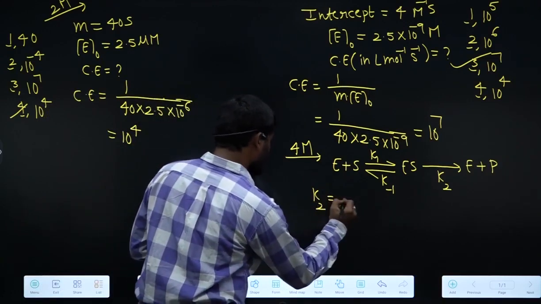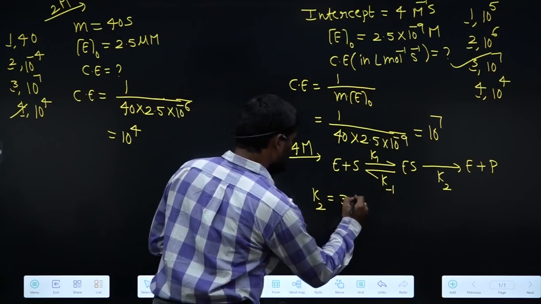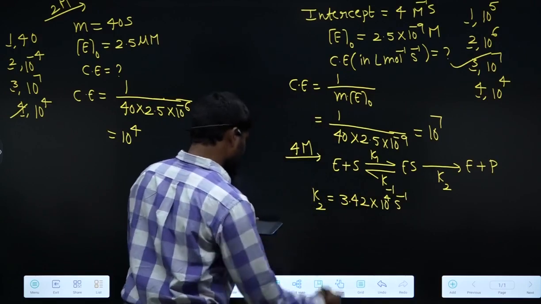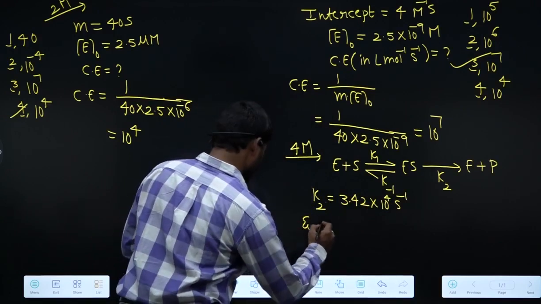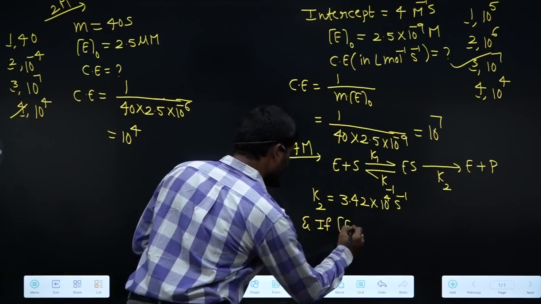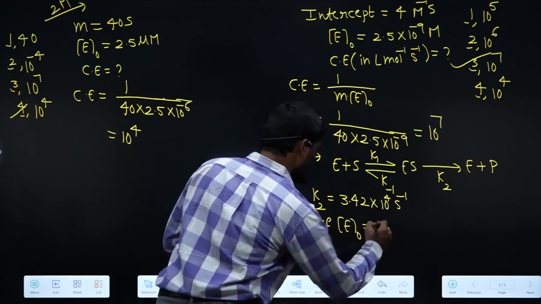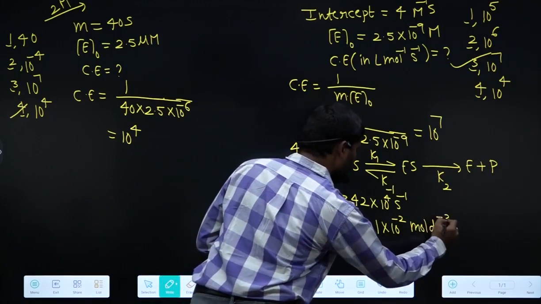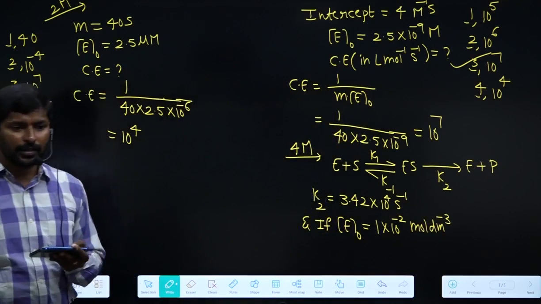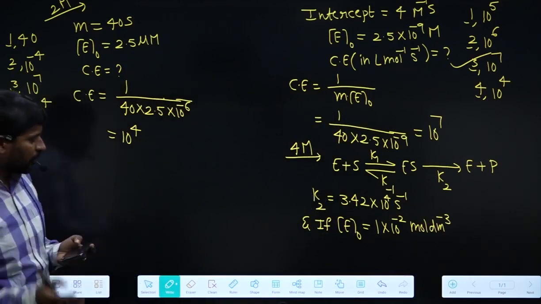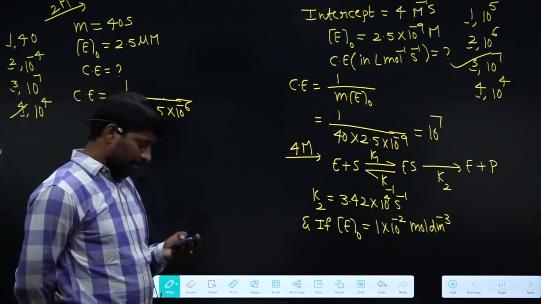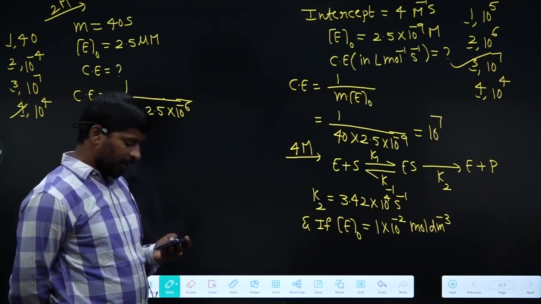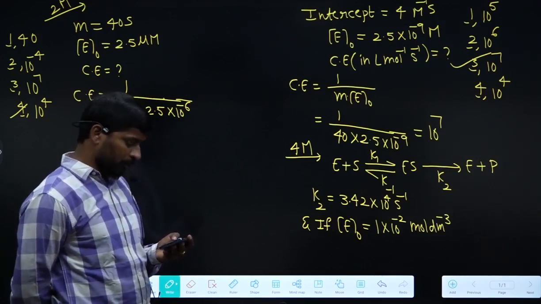Continuation, K2 is equal to 3.42 into 10 power 4 second inverse, and if E0 is equal to 1 into 10 power minus 2 mole per decimeter cube. Decimeter cube is nothing but liter, moles per liter.